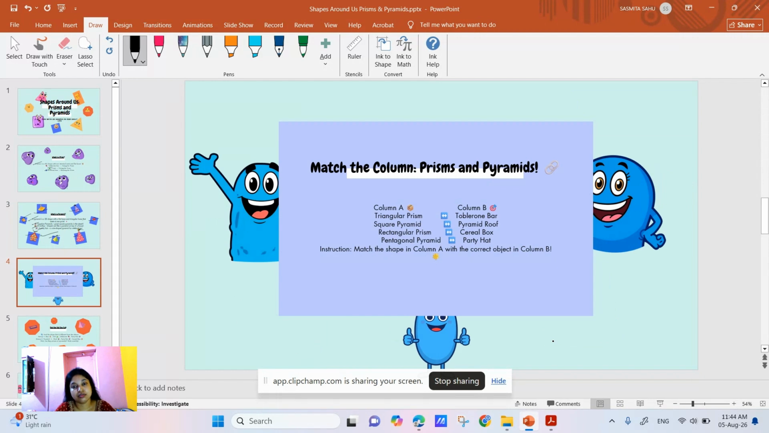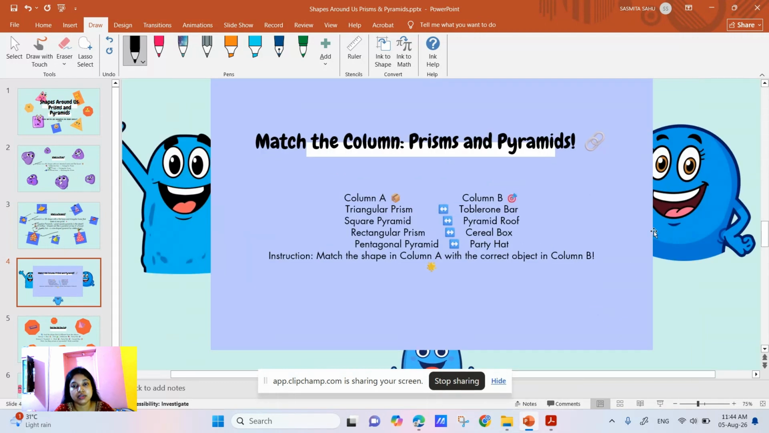Match the column prisms and pyramids. Here is an activity for you. You can match both columns, prisms and pyramids. So here in column A is the triangular prism. The triangular prism is the same as the Toblerone bar. Here is the square pyramid, and its example is a cereal box. A rectangular prism, that means it is a pyramid roof. Pentagonal pyramid, that is a party hat.